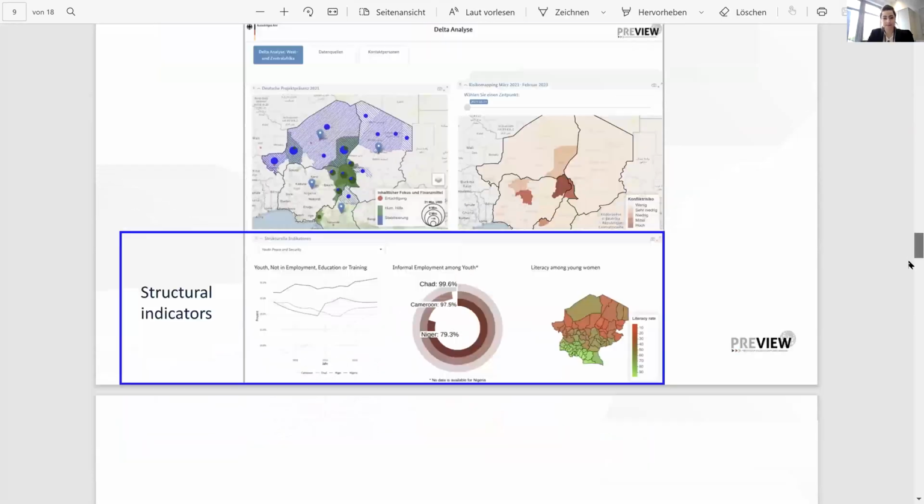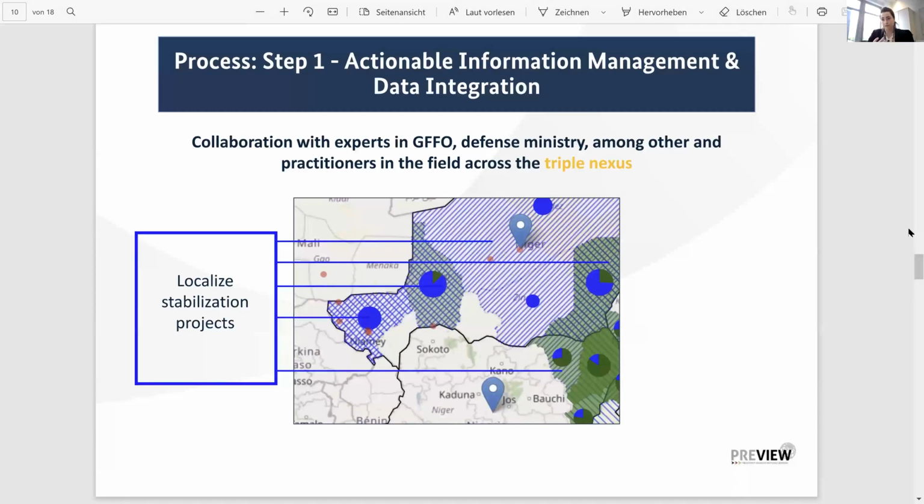I want to go a little bit more into detail into this project presence or operational presence on the ground, because we've spent a lot of time on how to decide how we visualize it, and the generation of the data was also quite a process that we want to outline here. And as my colleague already said before, we do collaborate closely with our expert colleagues in the German Federal Foreign Office, but we also integrate data from different ministries like the Ministry of Defense. So we try to connect at all points from a data perspective with practitioners in the field across the triple nexus. What you can see here in blue is the stabilization projects.